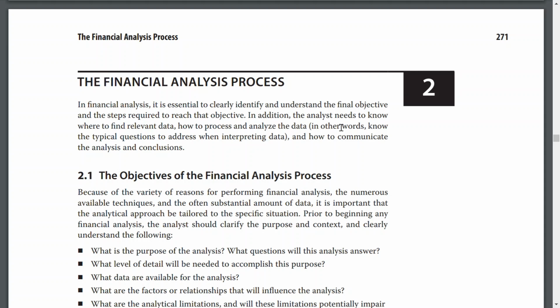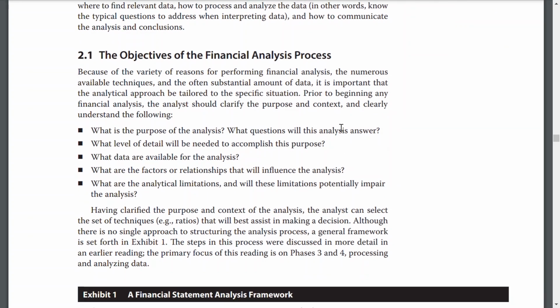The objective of the financial analysis process: because of the variety of reasons for performing financial analysis, the numerous available techniques, and the often substantial amounts of data, it is important for the analytical approach to be tailored to a specific situation. Prior to beginning any financial analysis, the analyst should clarify the purpose and context and clarify understanding of the following.